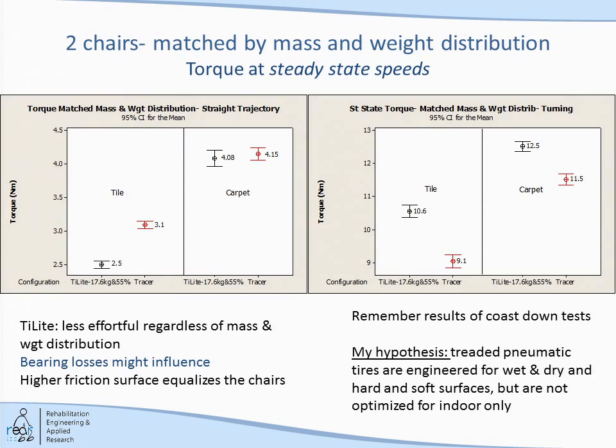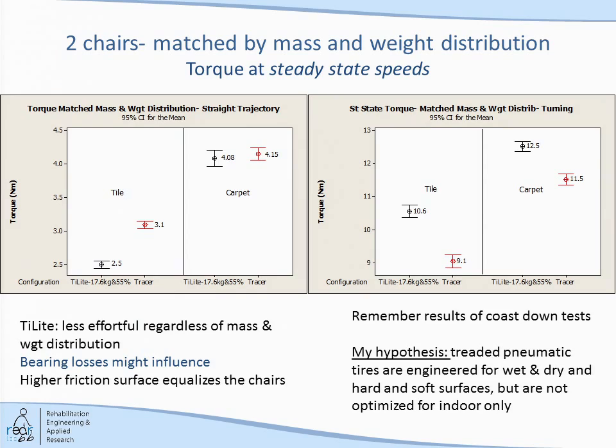However, then you start turning, and now you say, this is odd. It takes less torque to turn a Tracer than a Tilite and a zero turn. This is counterintuitive, and this is my hypothesis.